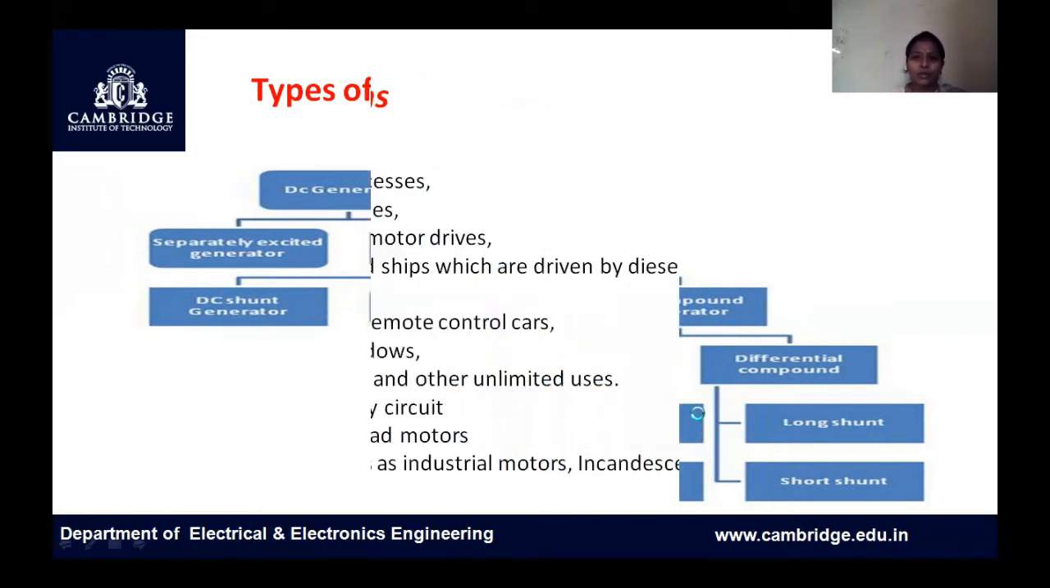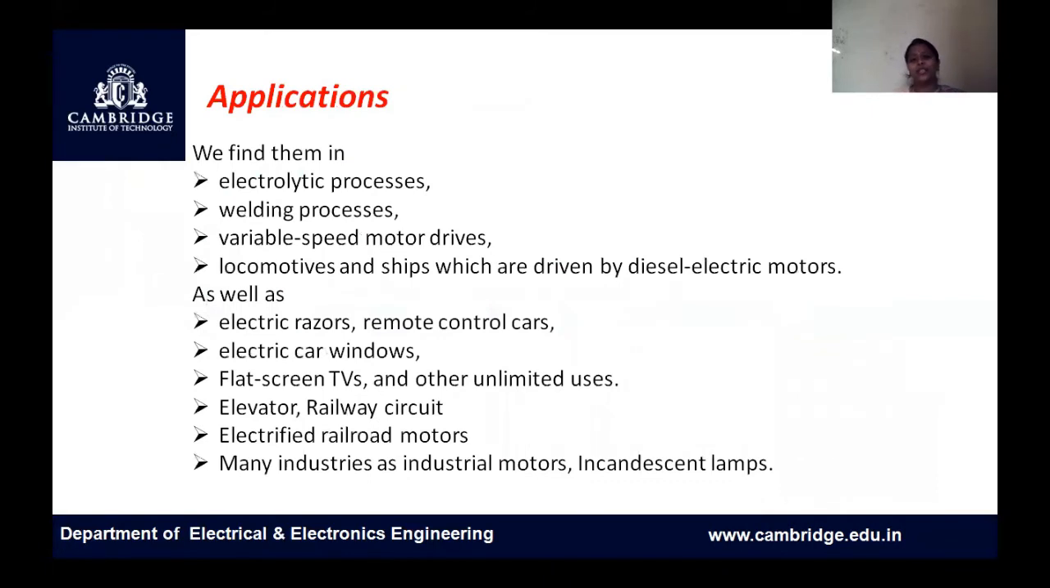If you look at the applications of DC generator, they are basically used for low voltage applications, mainly in welding processes, in locomotives and ships, and even in electric cars and remote control cars. We also use them in flat screen TVs, elevators, and railway circuits, and even in industries. This is about DC generator.